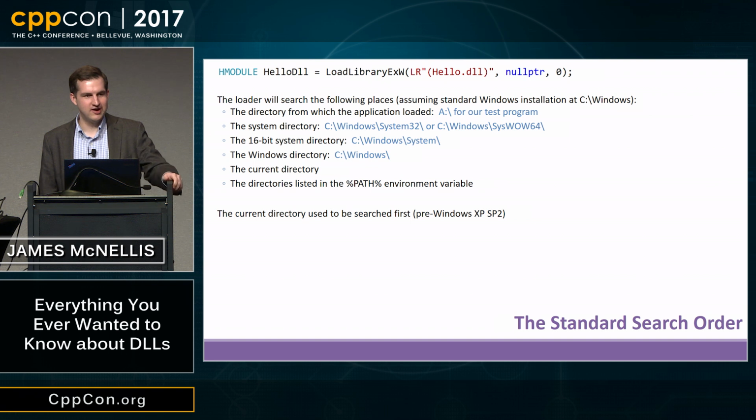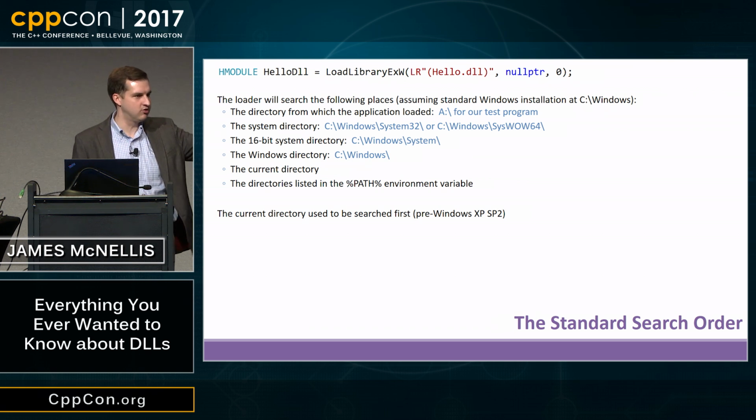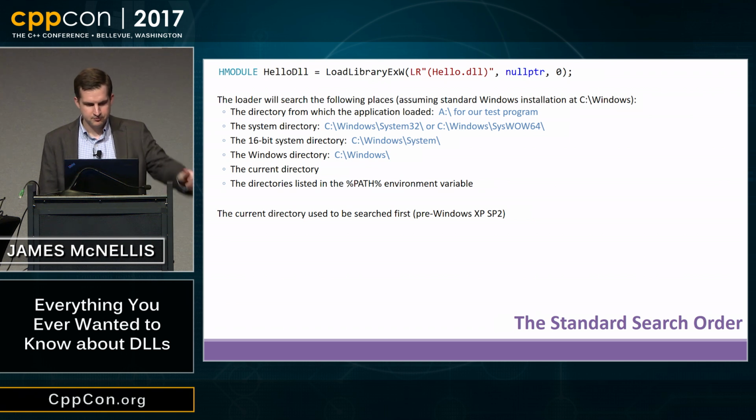It'll then look in the current directory, so wherever you ran the program from. And then it'll go through the directories in your path environment variable. And basically, it searches these in that order. And as soon as it finds one, it'll say, that's the DLL I must be looking for. The current directory used to be searched first. That changed in Windows XP, so that's no longer the case.